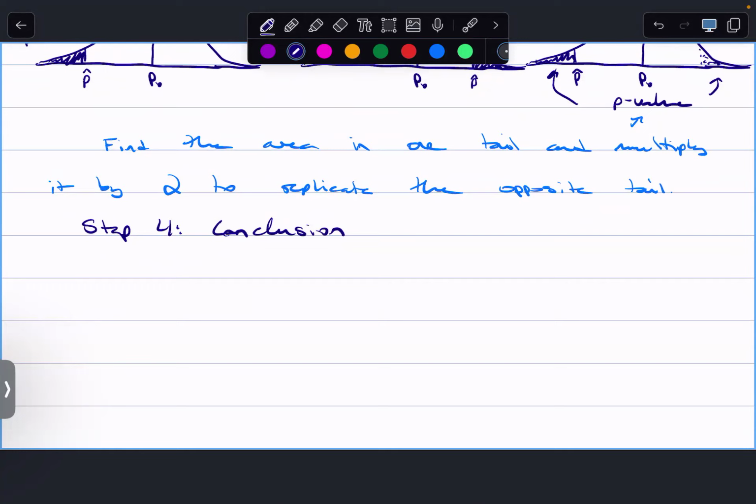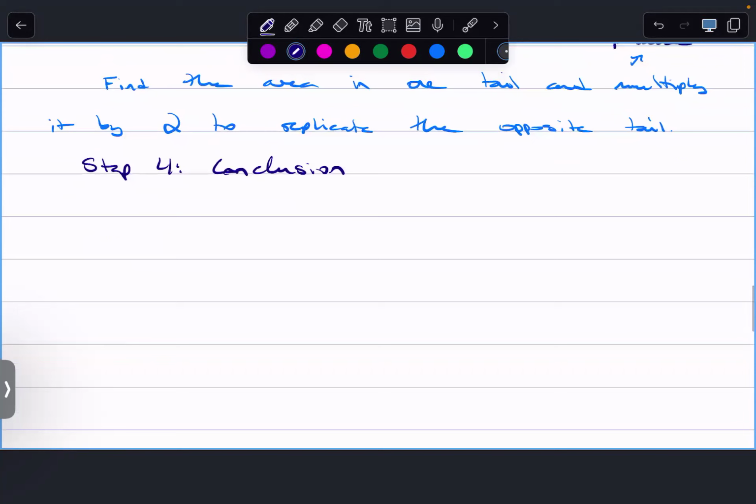So we said that if the p-value, if the area in the tail is small enough, which is really implying that our sample proportion is far away enough from p naught, then we have enough evidence to reject H naught.